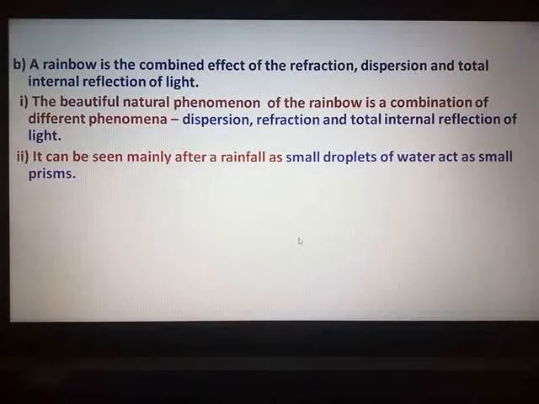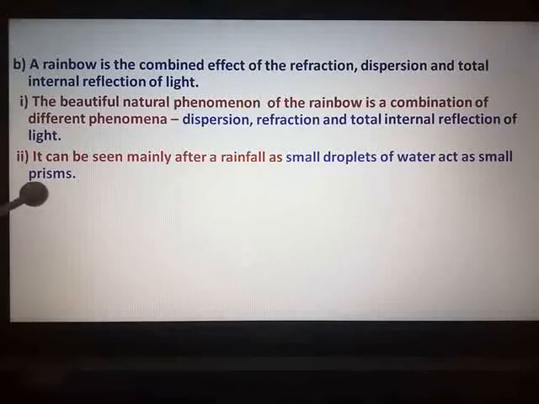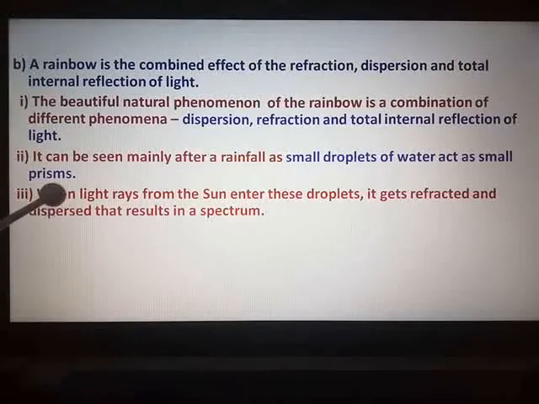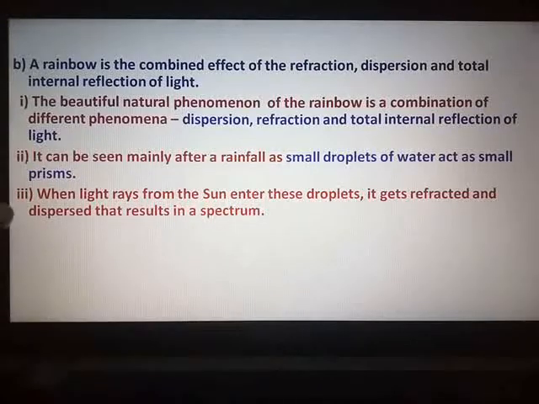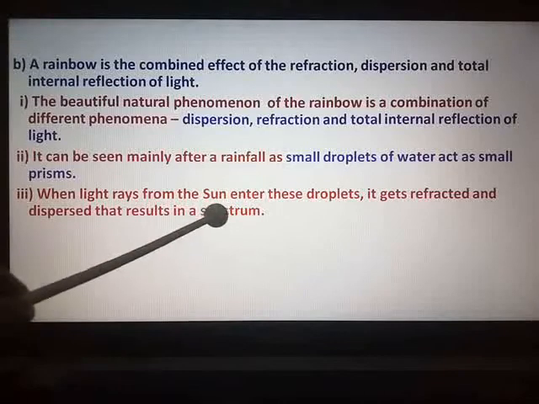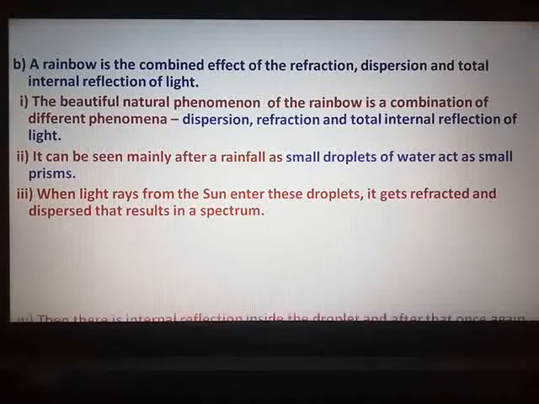Next, now I have given this answer in marking on page number 78 of your textbook, last paragraph, fourth line, fifth line is your second point. It can be seen mainly after a rainfall as small droplets of water act as small glass prisms. Continue marking. When light rays from the sun enter these droplets, it gets refracted and dispersed. That results in a spectrum. This part I had told you to add in your textbook.